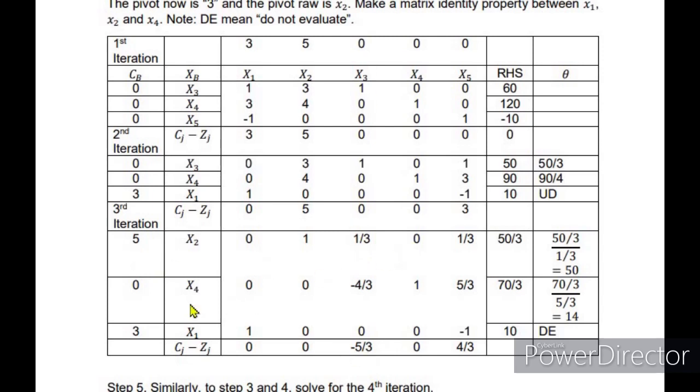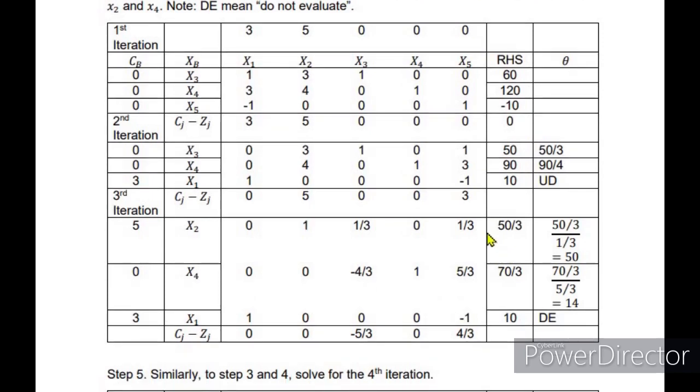Next, 5 times 0, 0 times 1, 3 times 0. So just copy paste the 0 here. Next, 5 times 1/3 is equal to 5/3. 0 times 5/3 is equal to 0. So 3 times negative 1 is negative 3. So 5/3 plus negative 3 is equal to negative 4/3. So we will subtract it here. So 0 minus negative 4/3 is equal to positive 4/3.